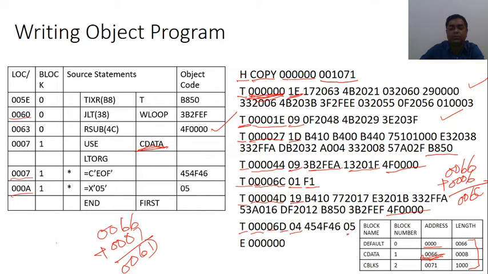then 05, this one 05. And after that I have completed the whole program, and now I have to write the end record. What will be that? E, and then the starting address of the program. What was the starting address of the program? 0. So it is written here 000000. In this way we can write the object program corresponding to the assembly program which contains the program blocks.